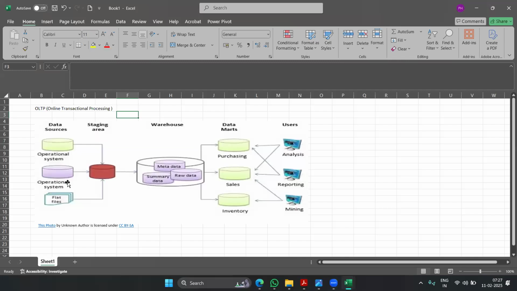Long back, we would have one database, and all the online transactions would happen on that one. And the data analysts would pull this data and start preparing the reports. Now, you have only one laptop, or let us say one server or one database.